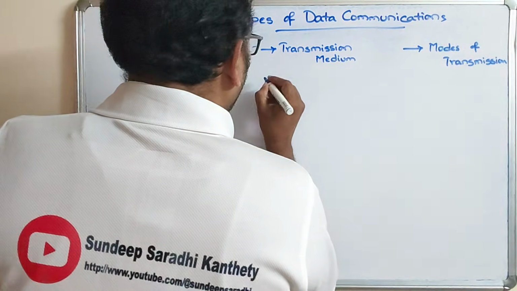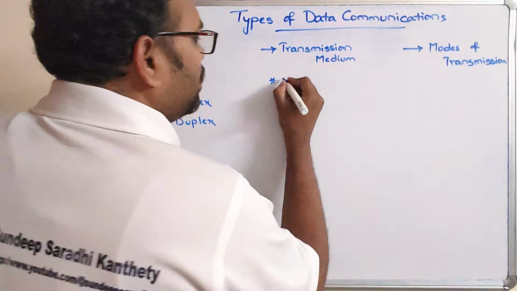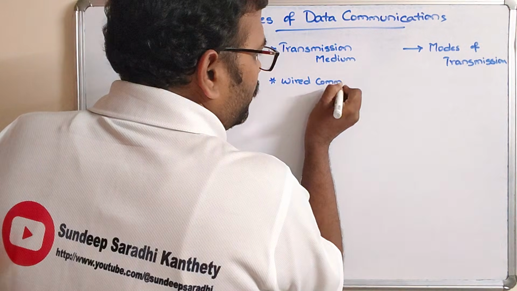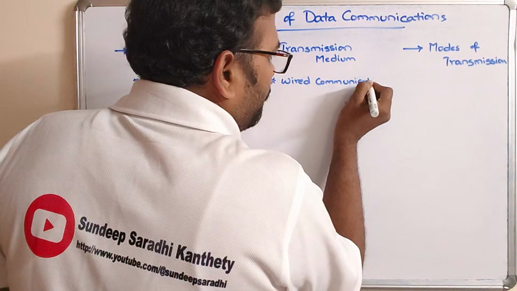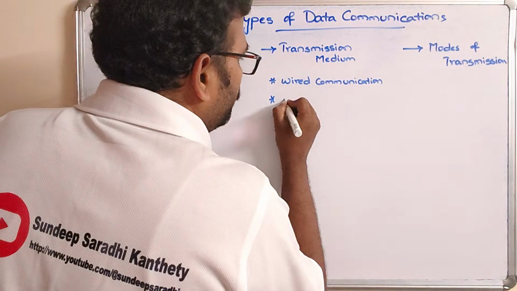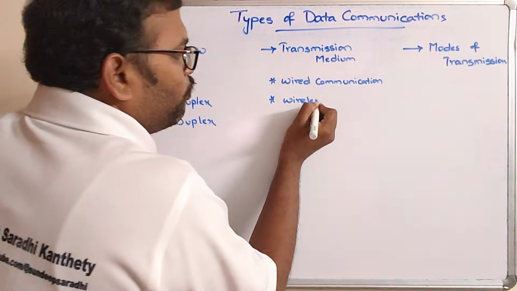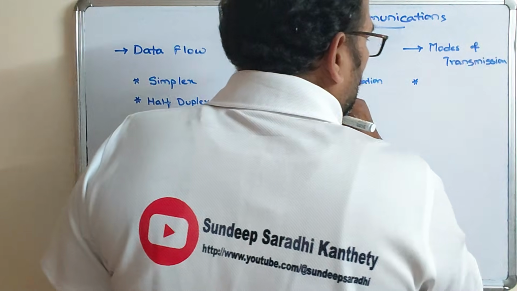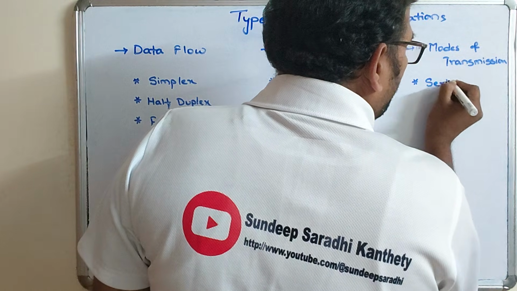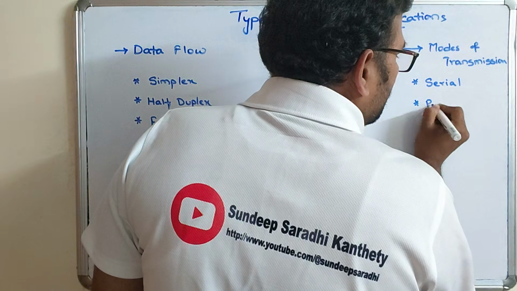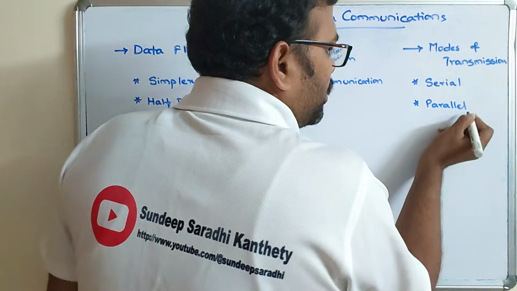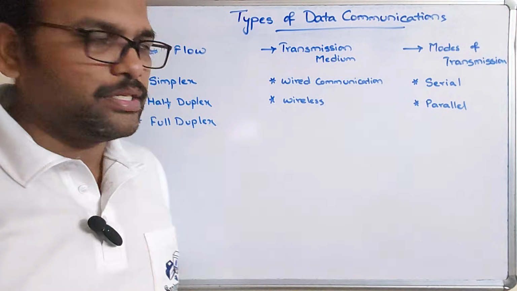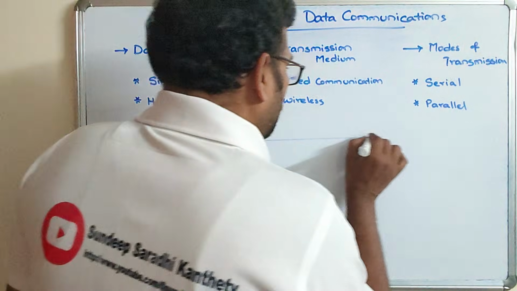And coming to the transmission media, there are two ways. One is wired communication, and another one is wireless communication. And coming to the modes of transmission, one is serial communication and another one is parallel communication. So these many ways the data can be transmitted from one device to another device. So let us see one by one.